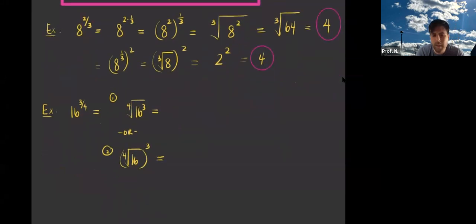Which one do you think is more convenient? Is it the first way or the second way? One or two? Or in other words, which one is easier to do? Is it easier to do number two, taking the fourth root first, then cubing it? Or is it easier to cube 16 first and then taking the fourth root of that? One is easier.